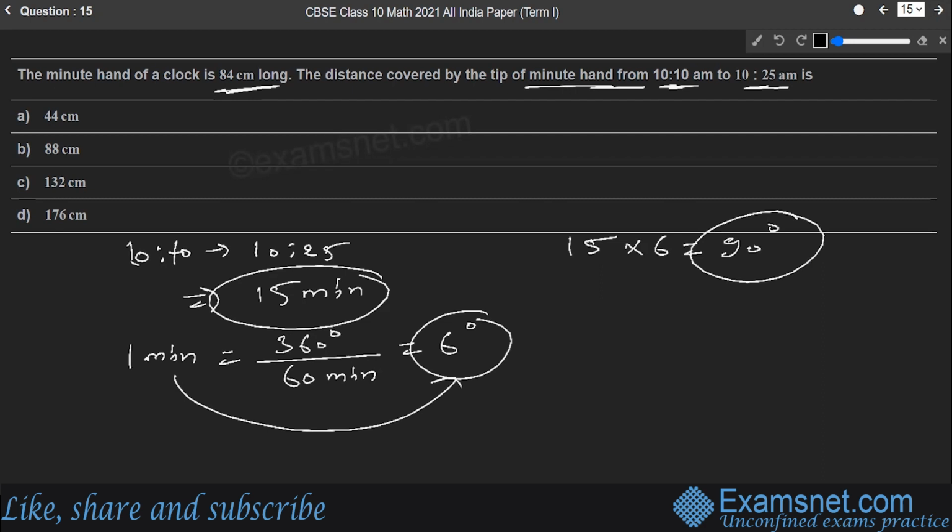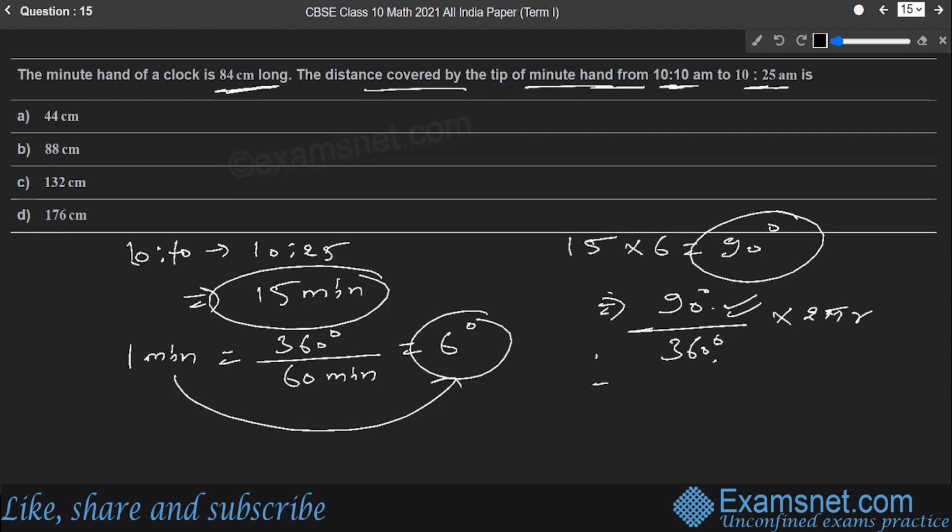Now what they have asked is the required length, how much distance the tip of the minute hand has covered. For that purpose, we need to know how much of the circumference of the clock is covered when it travels 90 degrees. So the circumference covered can be calculated as 90 degrees divided by the total angle, that is 360 degrees, multiplied by the circumference of the circle. What fraction of the circumference has been covered when an angle of 90 degrees has been covered? That can be calculated by 90 by 360 into 2 pi r.